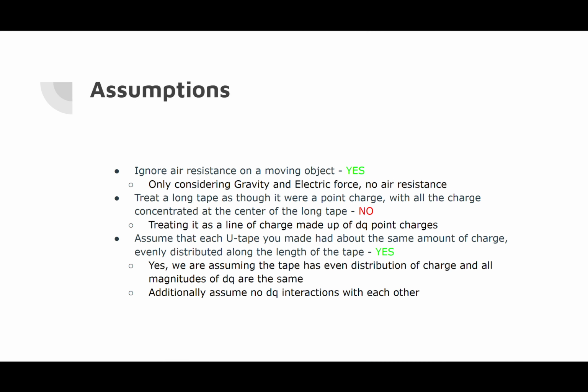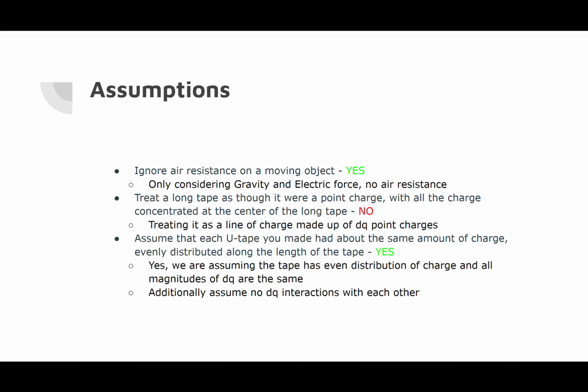Some key assumptions that we made: we ignored air resistance on a moving object. Since the top tape is moving when the bottom tape repels it upwards, we're only considering gravity and electric force. We're not counting any air resistance that could be keeping the tape up or preventing it from going up as high as it can. We are not treating each tape as a point charge.